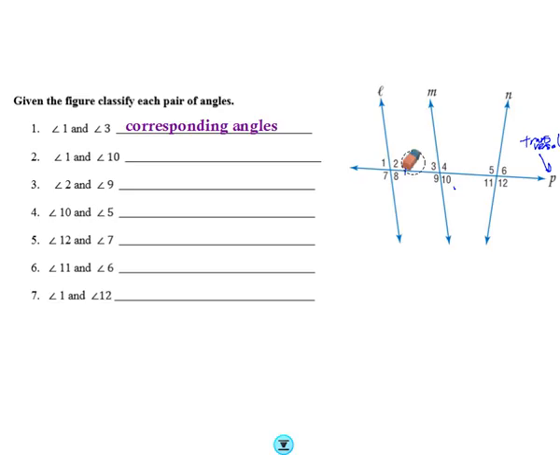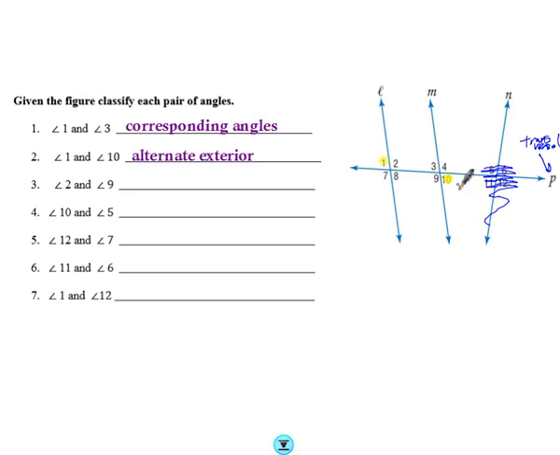The next problem is what's the relationship between 1 and 10? So 1 is here, 10 is here. Again, I'm not worried about these angles right now. I'm only focused on this set and this set. So what's the relationship between 1 and 10? Those are alternate exterior. They're on opposite sides of the transversal, and they're considered exterior to line L and line M.